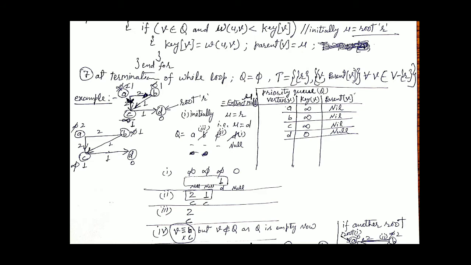Now we will check whether there are adjacent vertices to variable u. That means, are there any adjacent vertices to the vertex A? Yes, there are vertices A and B. Okay, so for A, we check whether the key value of A is greater than the edge weight of CA or not. Yes, the key value is greater, so we will update this key value by the edge weight of CA.